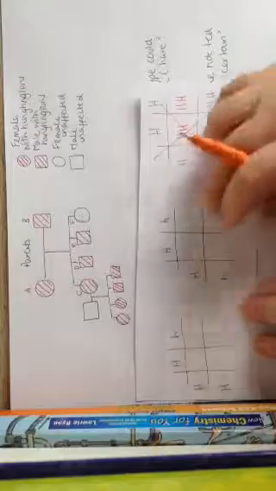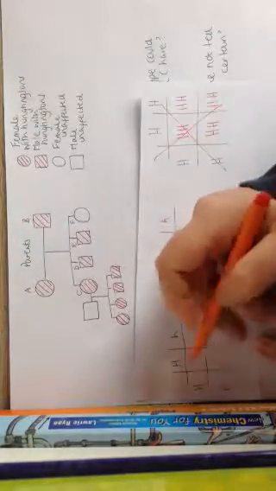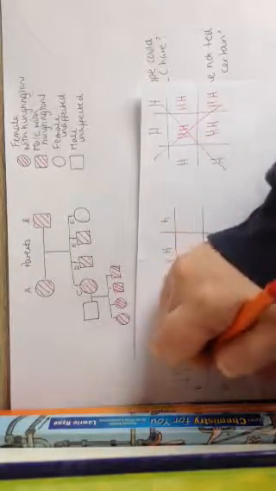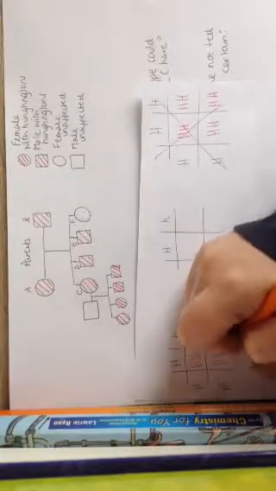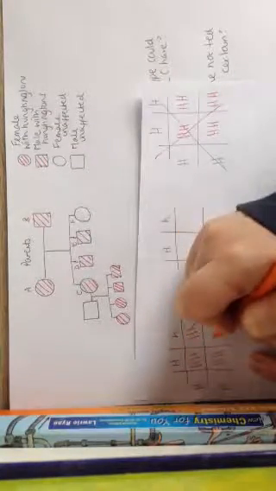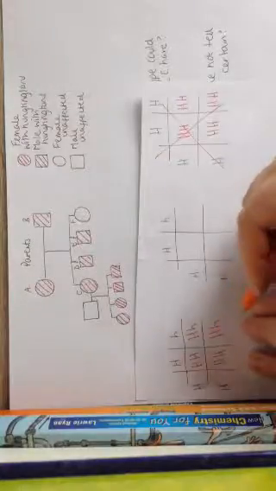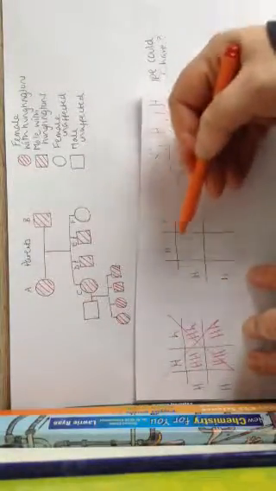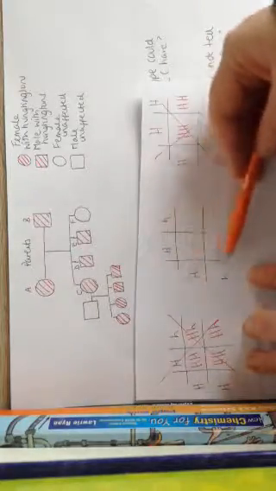And the same with this one. If this was either the mum or the dad, then all these children would all show Huntington's disease. So it's obvious that this one couldn't be the case either, because all these children would have it. So therefore the parents must be heterozygous.